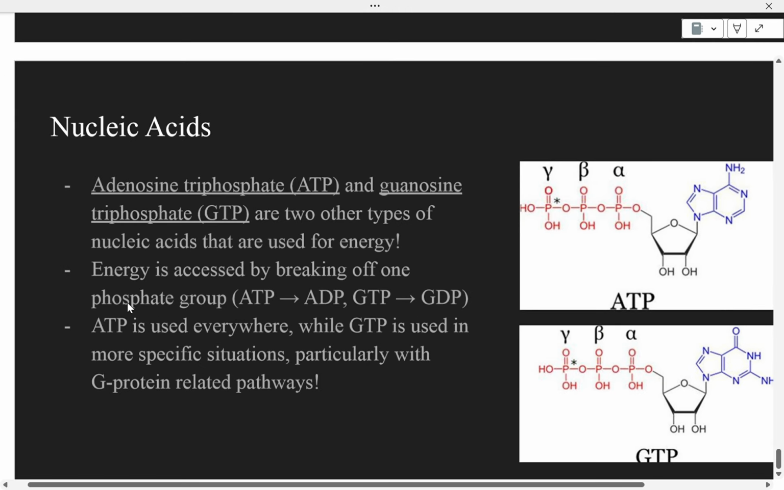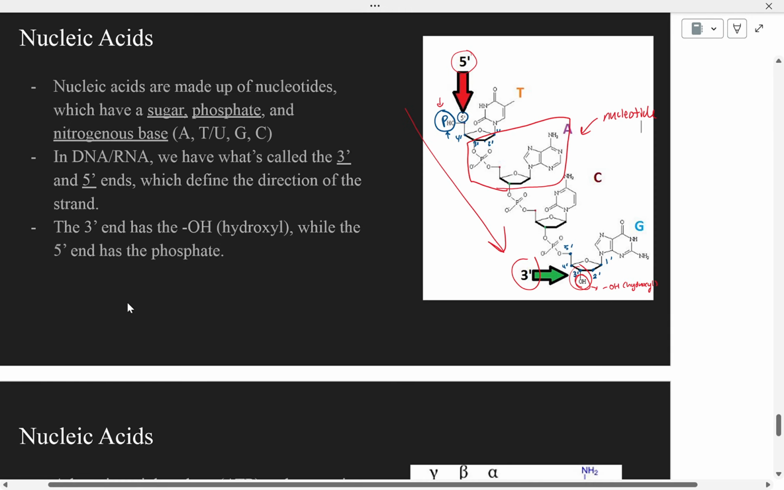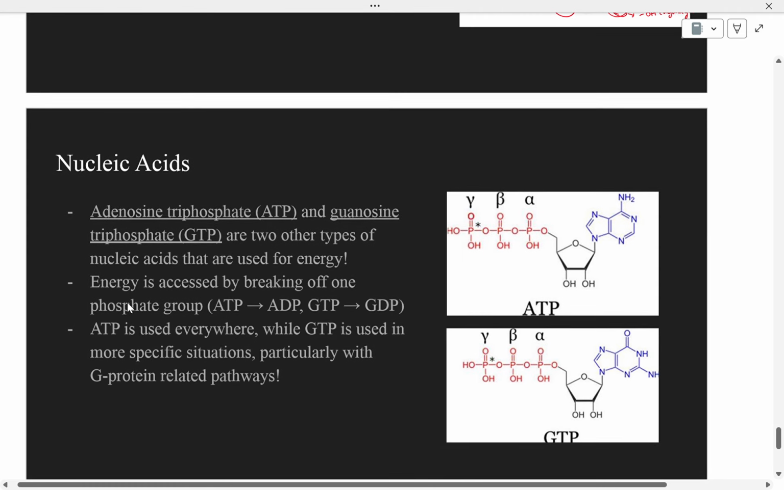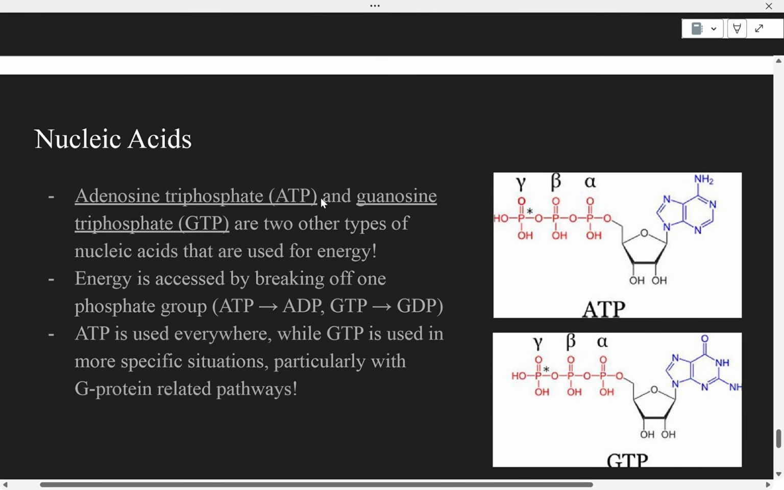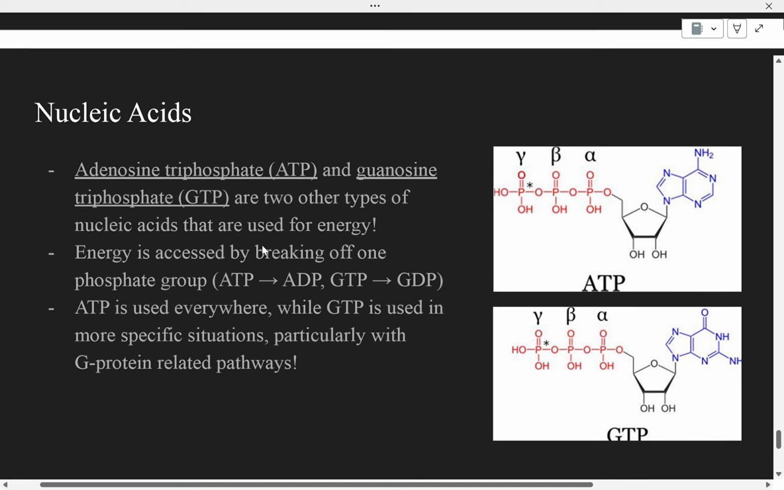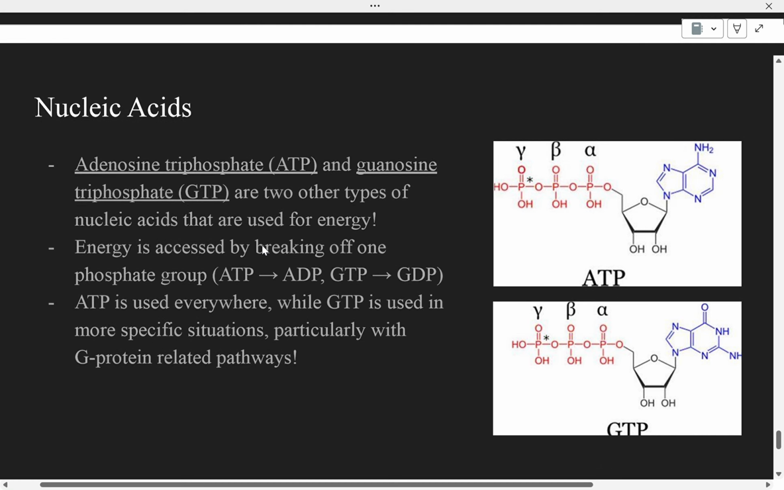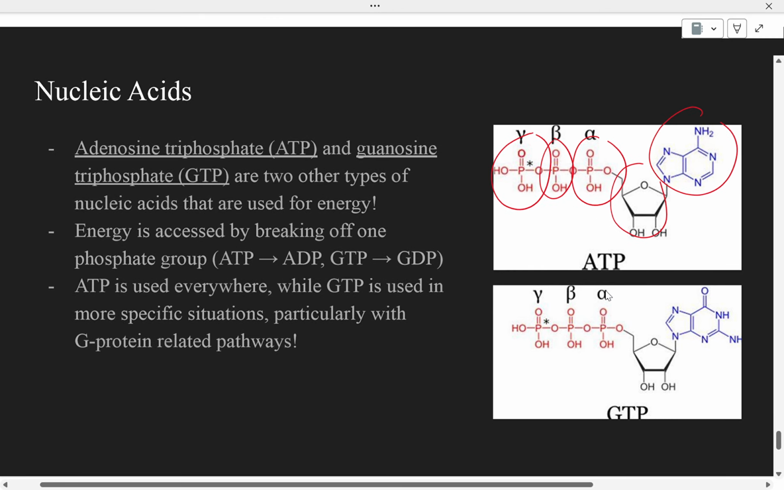Okay, so usually when we talk about nucleic acids, we just talk about DNA and RNA, but there's also, you guys all know ATP. ATP is also a type of nucleic acid. Then we also have something called GTP, which is very similar. So these are also nucleic acids, but they're actually used for energy storage. So now you have the sugar and the nitrogenous base, but now you have 3 phosphates on the end, TP, triphosphate. So both of these are used in our cells for energy.